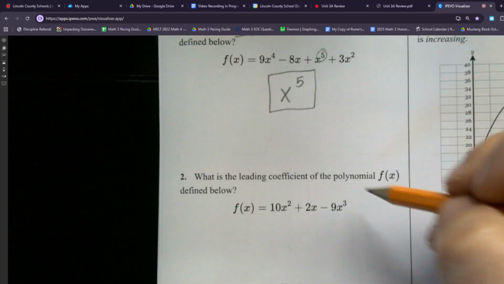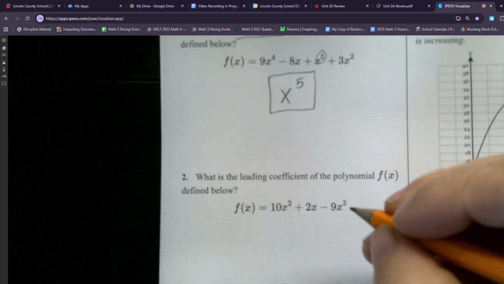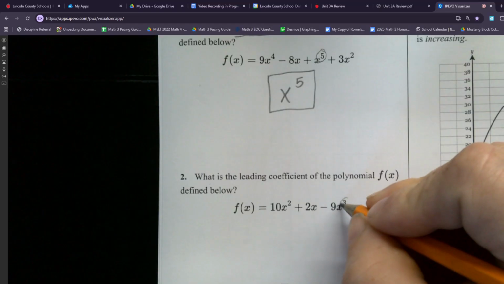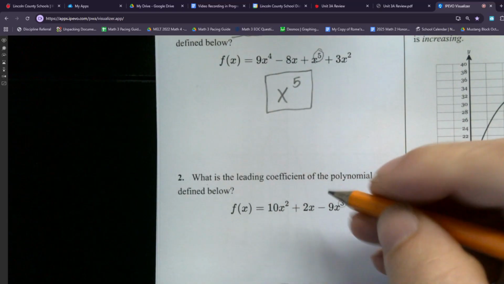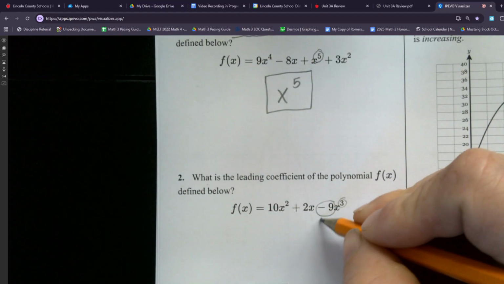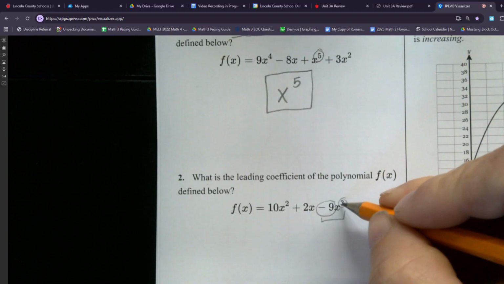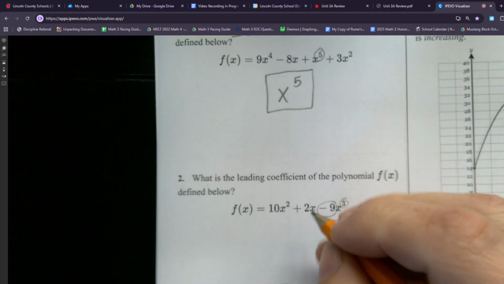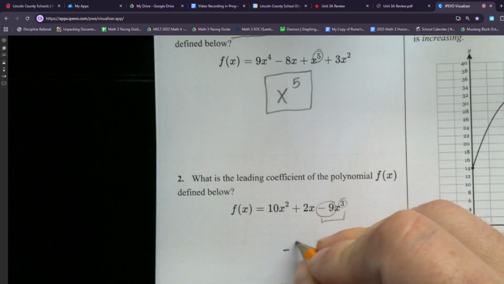What is the leading coefficient of the polynomial f of x defined below? Once again, find the degree. The leading coefficient is just the coefficient in front of your leading term. That's my leading term since that's got the degree in it. So my leading coefficient is -9.